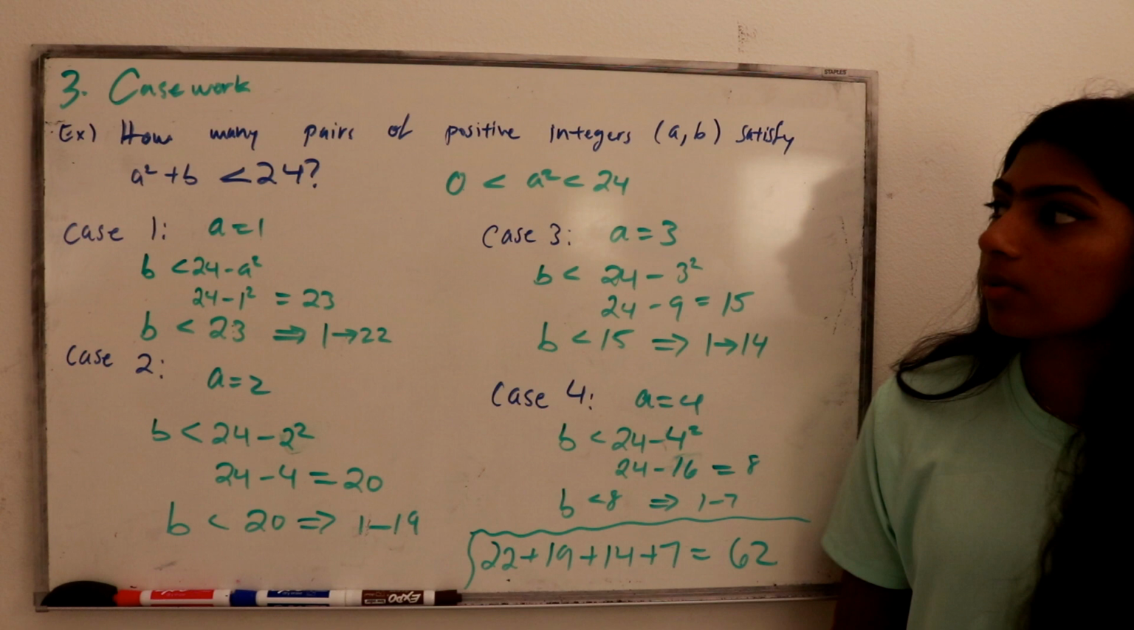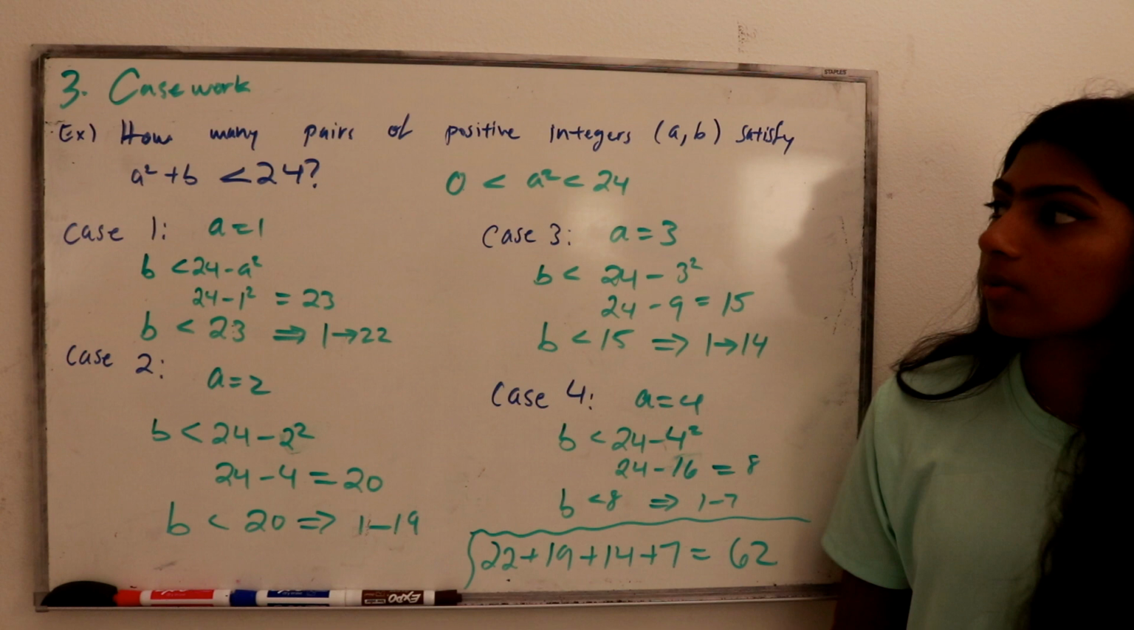And for case 3, we have a equals 3. So we do the same thing, same process. We get b is less than 15, which means that we can choose any integer from 1 to 14 to equal b. And for case 4, a equals 4, do the same thing. b is less than 8. We have any integer from 1 to 7.